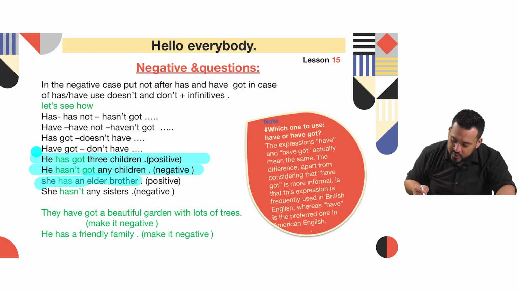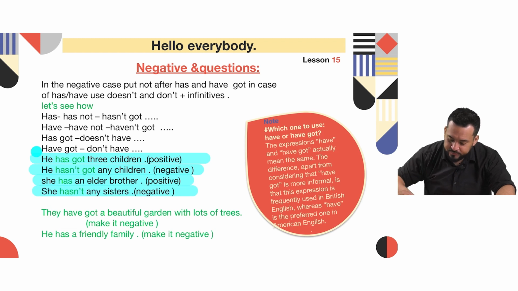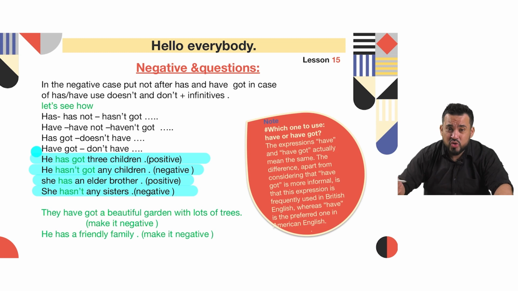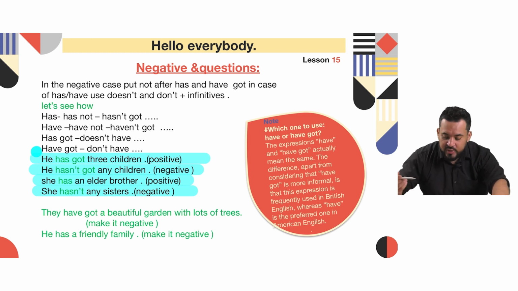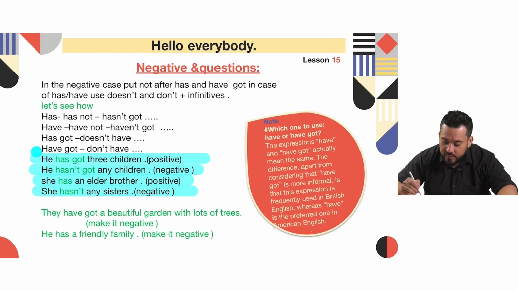She has an elder brother. She hasn't any sisters. Okay, so we can say he hasn't got any children, or we can also say he hasn't any children. They're both correct. They have got a beautiful garden with lots of trees.